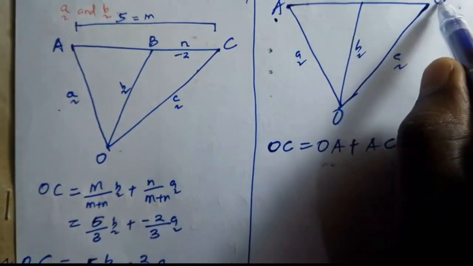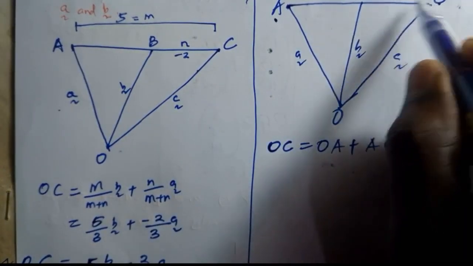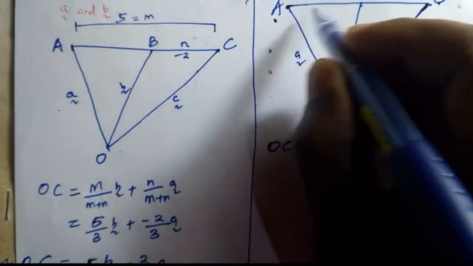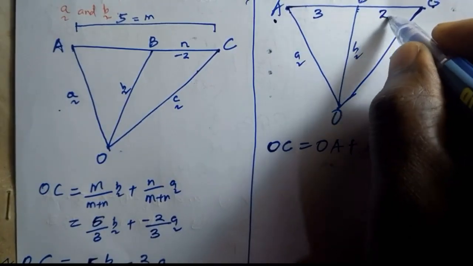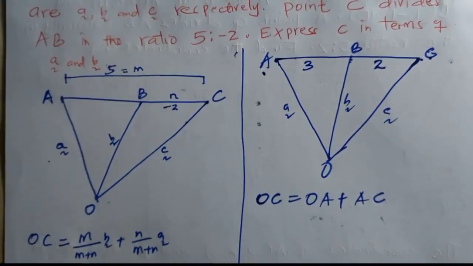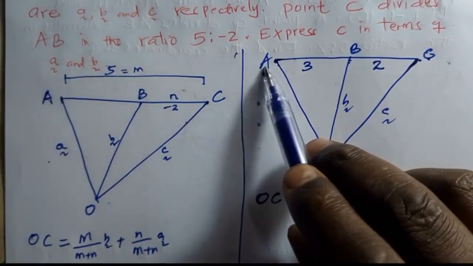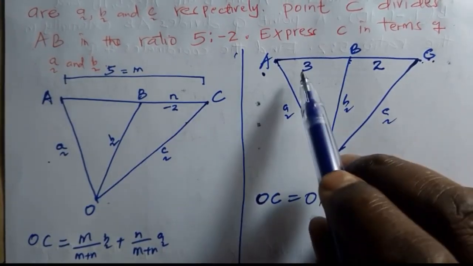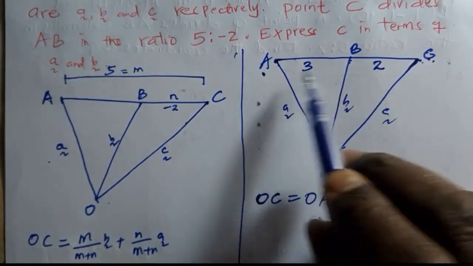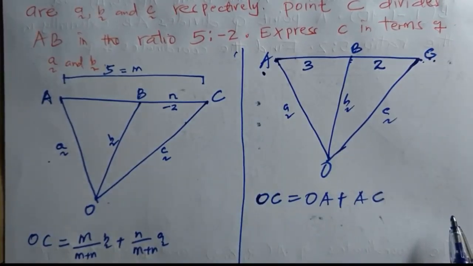From here up to here is 5. From here up to here is 2. So it means from here up to here is 3. From here up to here is 2. From here up to here is 5 units. From here up to here is 2 units. Therefore, here is 3 units, here 2 units to make a total of 5. That is what we know.